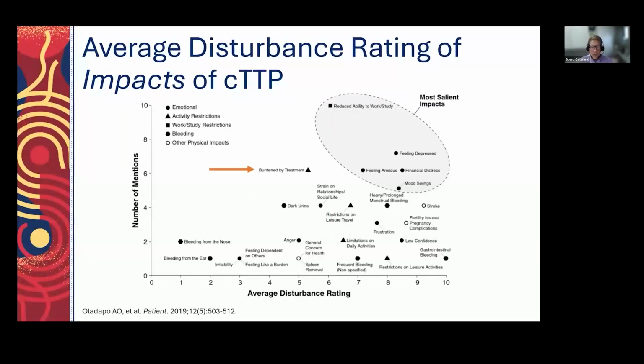But looking at the symptoms and their impact, which I think is very interesting. Again, same study, same format, and you can see the number of mentions as well as the severity, the degree of the disturbance that was experienced by patients. And the most salient impacts on patients with congenital TTP: reduced ability to work or study, feeling depressed, financial distress, mood swings, feeling anxious. And many of these may be related to the disease. They may be related to the treatment that they feel burdened by. So really it's a balance.